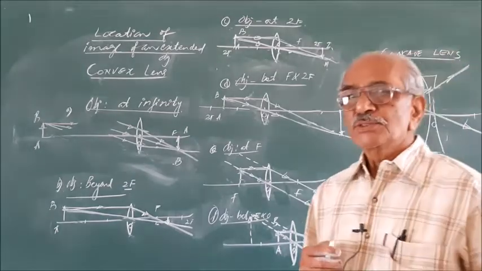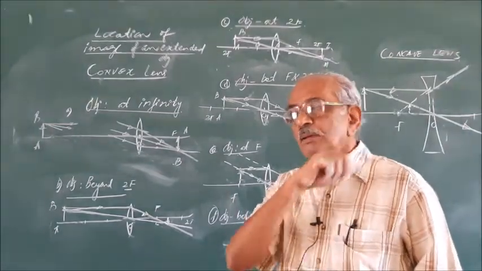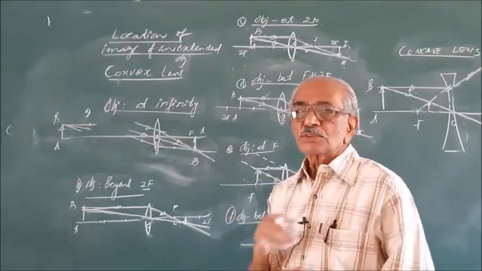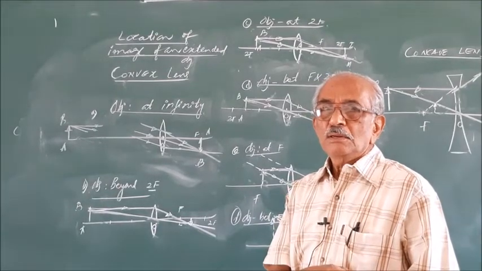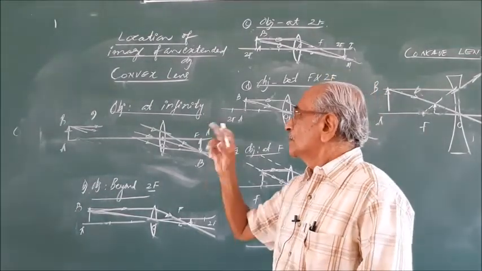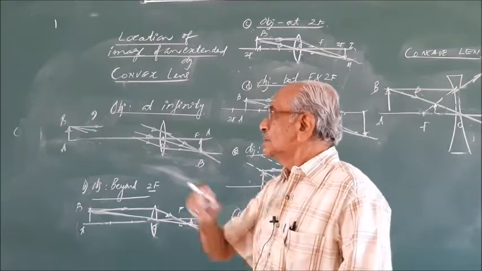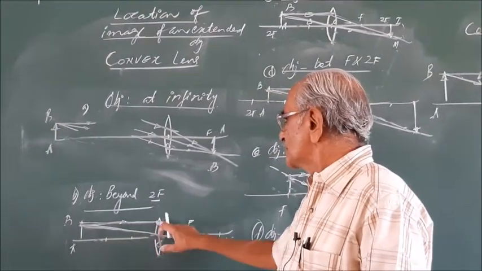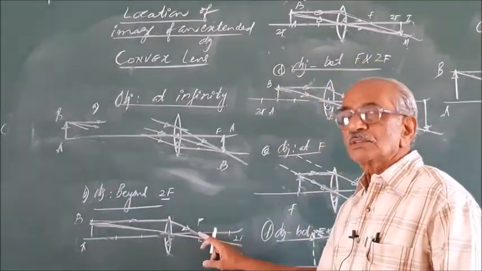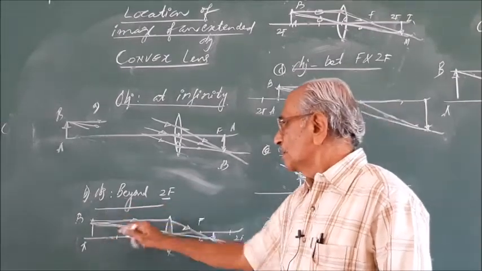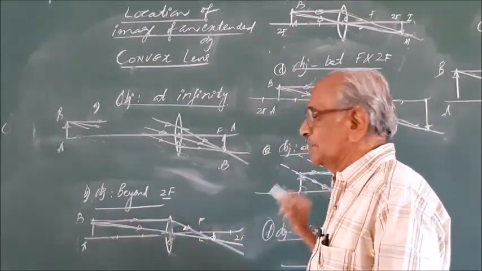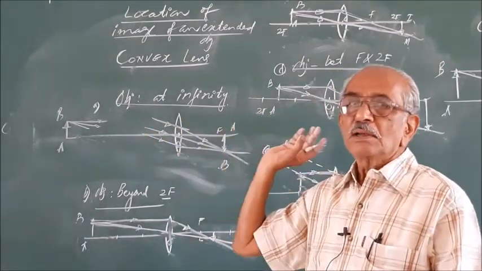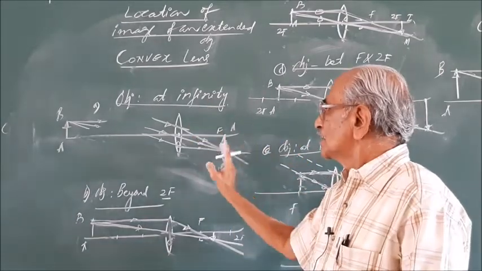Well, now we will consider how the image of an extended object is formed in lenses. Now you must be knowing the drawing of these figures. We remember two points. One, a ray traveling parallel to the axis and passing through the lens, after refraction passes through the focus on the other side. Another, a ray passing through the optic center goes undeviated. We take any two rays from the object and see where they meet. So that gives the image.